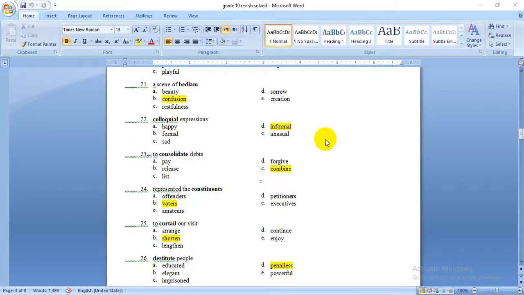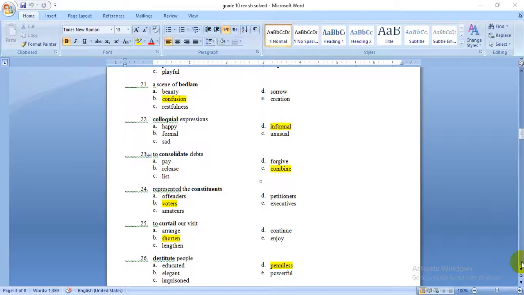So we'll move on from question 21. And a scene of bedlam. We got beauty, confusion, restfulness, sorrow, and creation. And bedlam, of course, means confusion, so the right answer is B. 22, colloquial expressions: happy, formal, sad, informal, unusual. The right answer is informal. So D for 22.